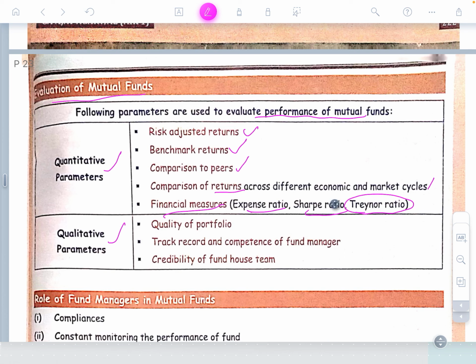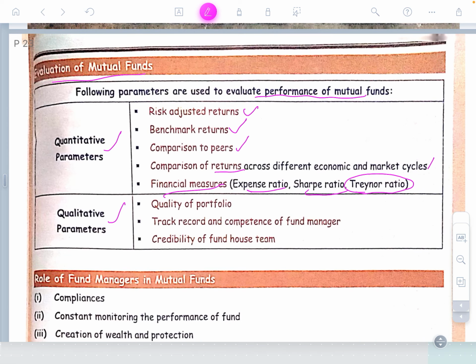Benchmark returns. So this is the benchmark for this asset, and you can see how well this benchmark and asset are moving on. Third, comparison to peers. So within the sector you can see how this mutual fund unit is performing with its similar units. Comparison of return across different economic and market cycles.